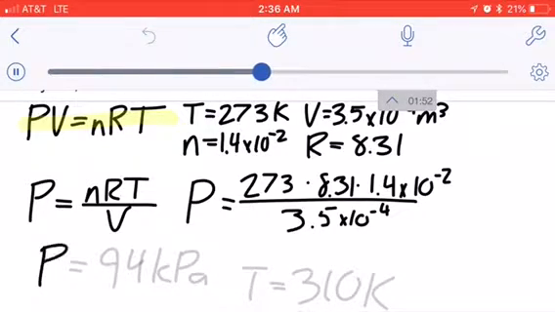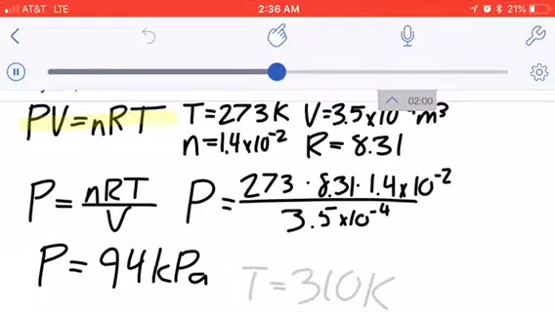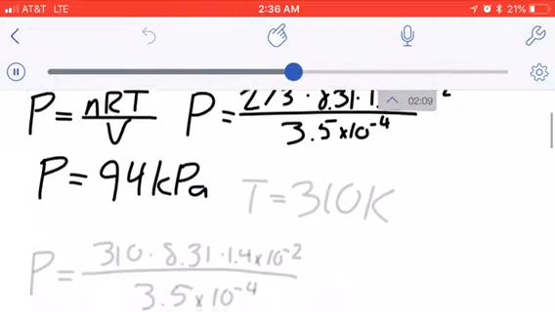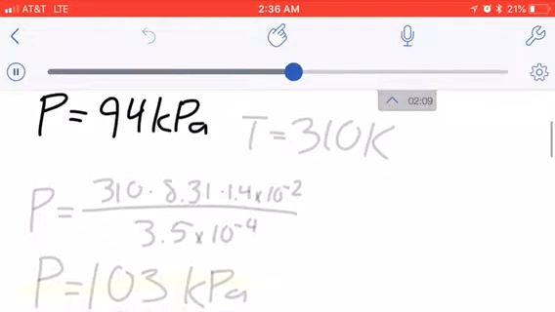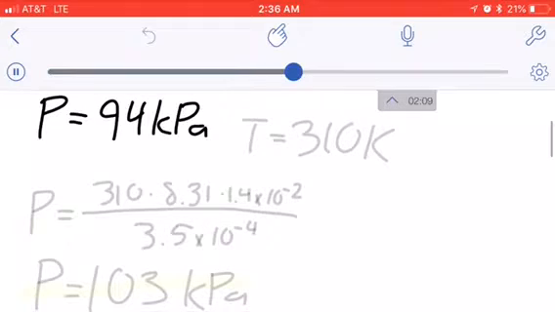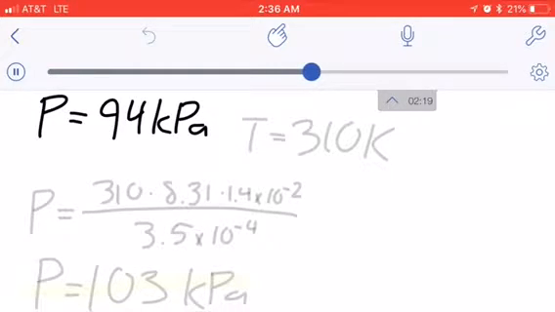And now we can just fill in the numbers to find the value of P. Once we put all that in there and we calculate, the pressure should come out to 94 kilopascals. Now this is the pressure of the air inside the bottle before we put it in the hot water. Now let's see what the pressure is going to be when we put the bottle in hot water. And the only thing that is going to change from our original equation is the temperature.